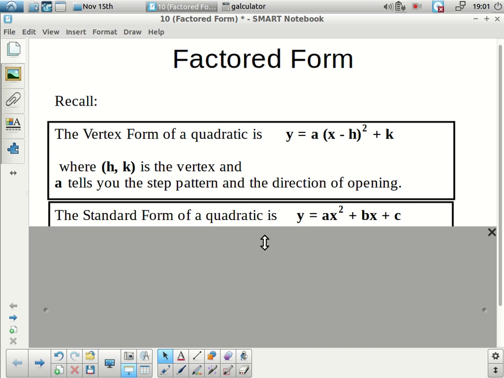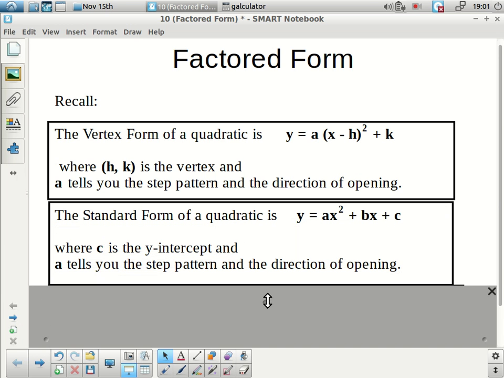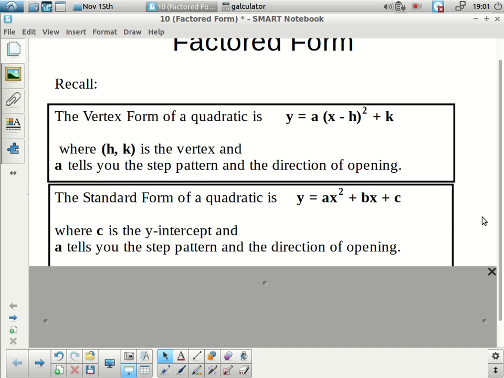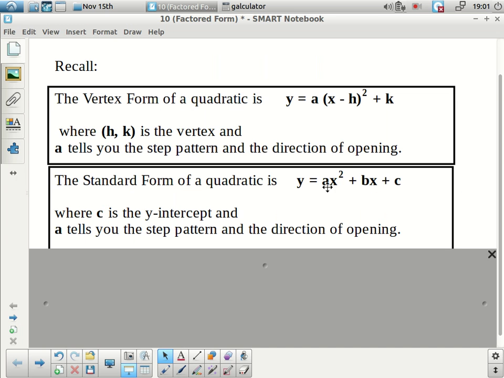The second form that we looked at is called standard form. Okay. So this is y equals ax squared plus bx plus c, right? And you get this form by expanding out the other types of expressions. The information we can get from this equation, the last number there, c, is the y-intercept. Again, because the y-intercept happens when x equals 0, so if you plug in a 0 here and here, all you're left with is c. And the a does the same as it does in the vertex form, right? It gives you the step pattern and the direction of opening.